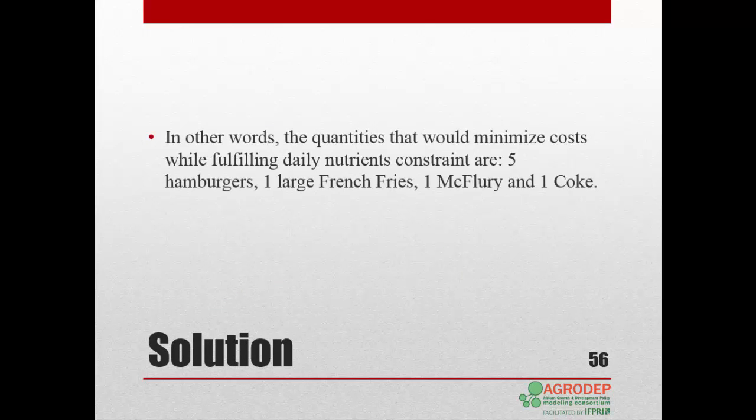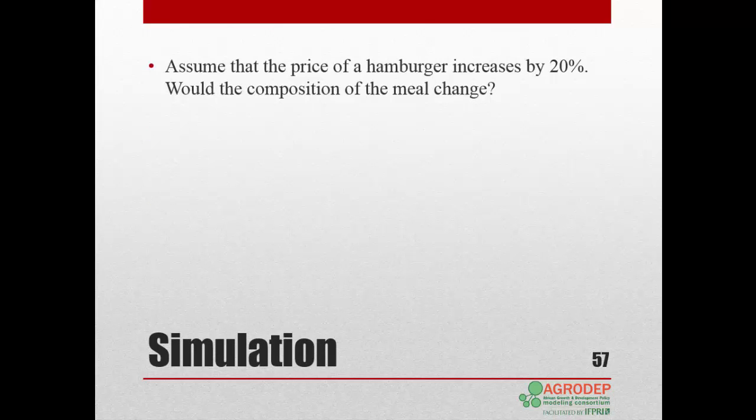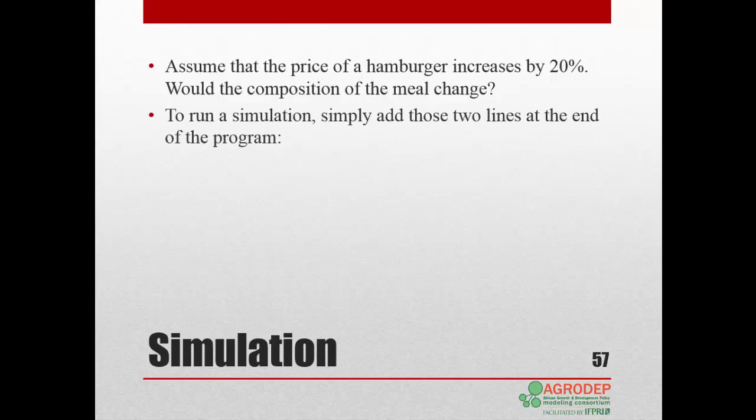So the quantities that would minimize total cost while fulfilling daily nutrient constraints are 5 hamburgers, 1 large fries, 1 McFlurry, and 1 Coke. Of course, these results are in part driven by the prices given for each item on the menu. If we were to change the prices, the solutions would change. Let's assume now that the price of a hamburger increases by 20%. How would such an increase change the composition of the meal? We want to run a simulation that will do just that.